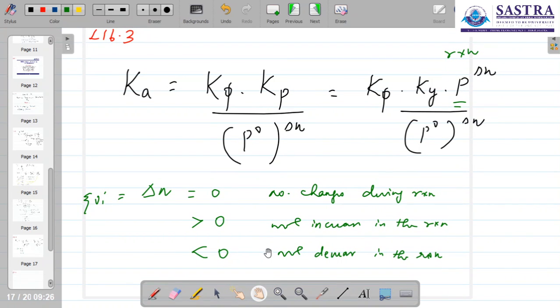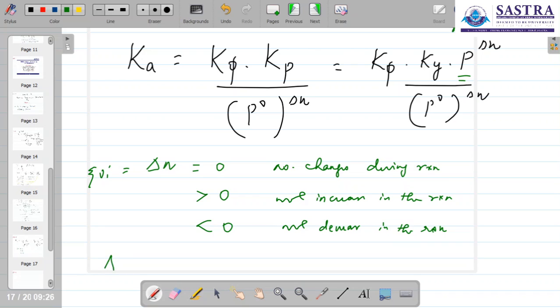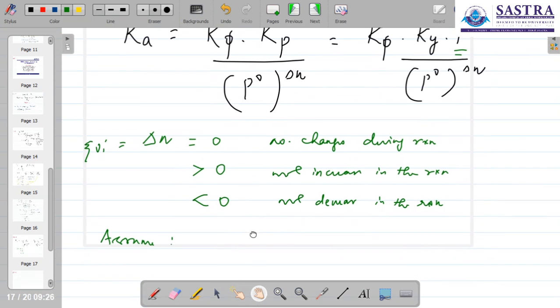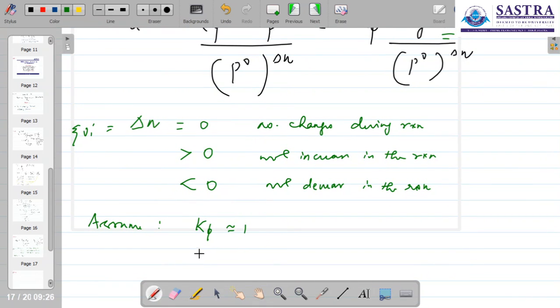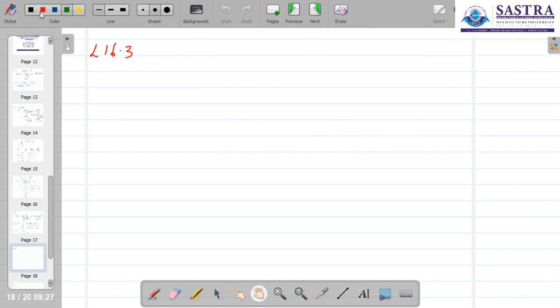Now before we do this analysis, let us make another quick assumption which is easier for us. Let us ignore the effect of non-idealities in the system. So let us say that K phi is 1. We are not going to account for the non-ideality in the system for our brief discussion, and the standard state is 1 bar, so eventually this denominator term will also go to 1. If we make this assumption, we end up with Ka equal to Ky into P power delta n. This is with an assumption that K phi is 1 and P naught is 1 bar.